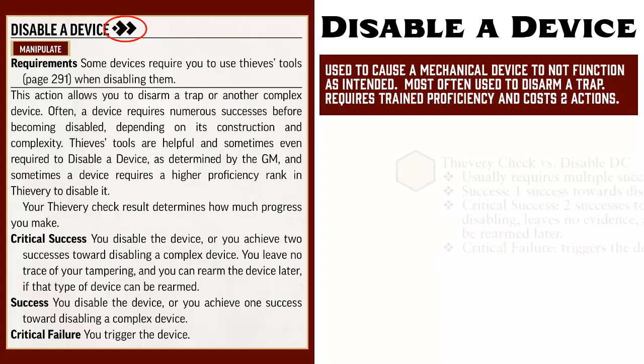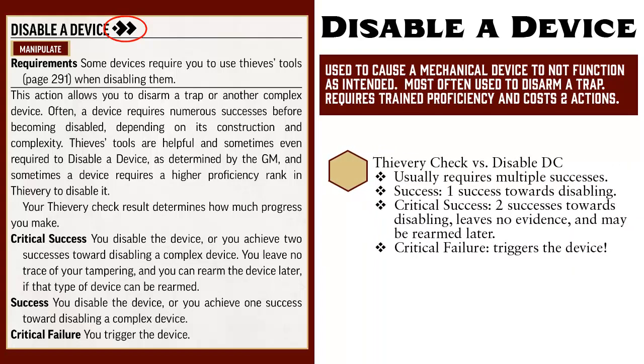Then the player rolls a thievery check versus a DC set by the GM. Most devices require multiple successes to disable. On a successful check, the player gains 1 success towards disabling that device. On a critical success, they gain 2 successes towards disabling the device, plus they leave no trace of their tampering and can rearm the device later if they choose. On a failure, no progress is made towards disabling the device, and on a critical failure, they trigger the device.